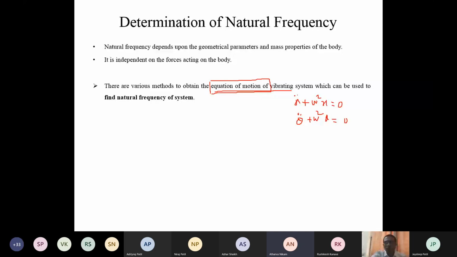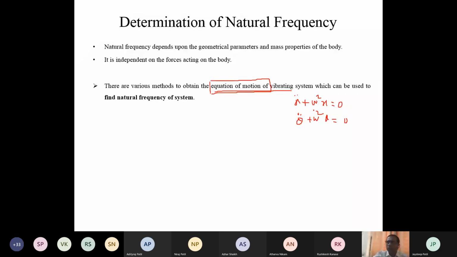What does x double dot indicate? X double dot is linear acceleration, and theta double dot is your angular acceleration. Now x is a linear displacement, theta is the angular displacement, and omega is the angular velocity of that body.